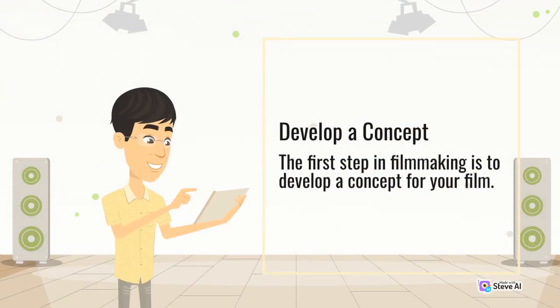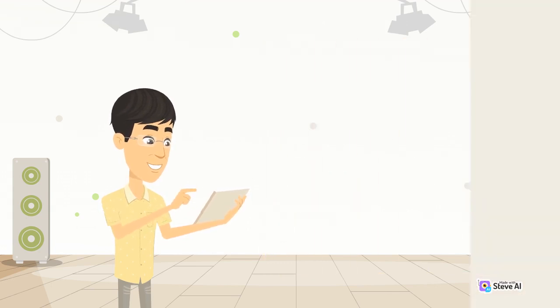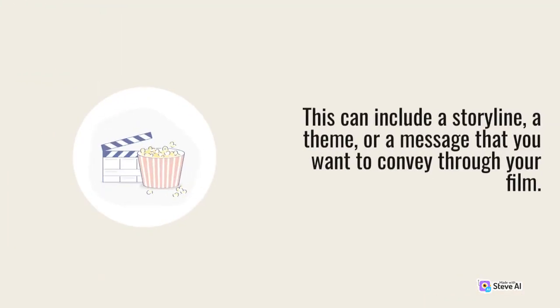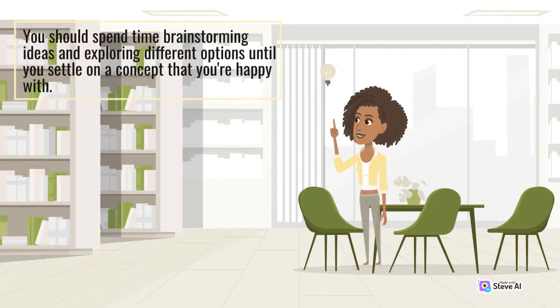Develop a concept. The first step in filmmaking is to develop a concept for your film. This can include a storyline, a theme, or a message that you want to convey through your film. You should spend time brainstorming ideas and exploring different options until you settle on a concept that you're happy with.